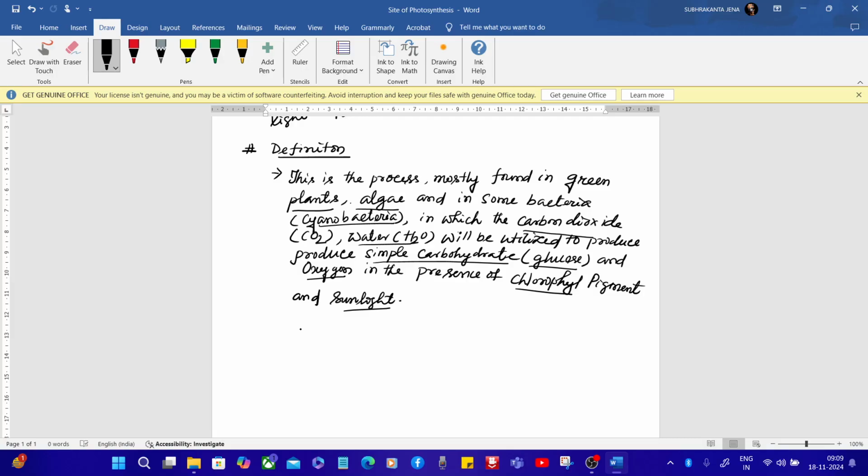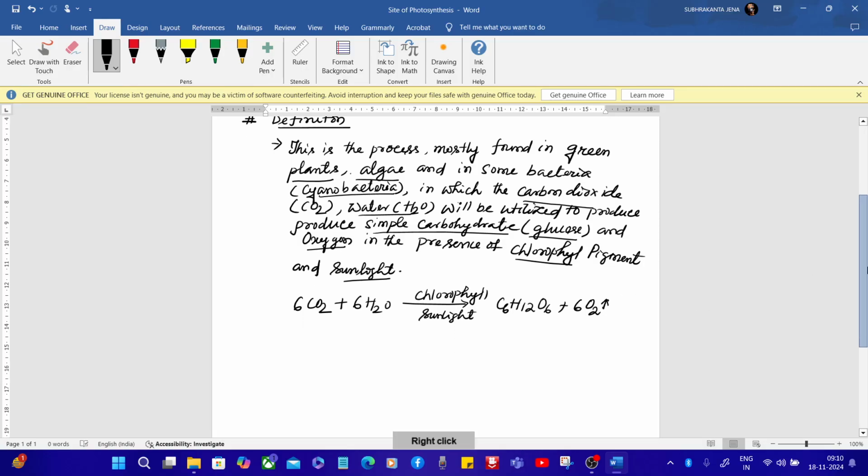So if you see the chemical reaction, that is 6CO2 plus 6H2O, here we will mention the chlorophyll, and here we will mention sunlight. As I said, the product will be glucose, that is C6H12O6, and 6 O2.